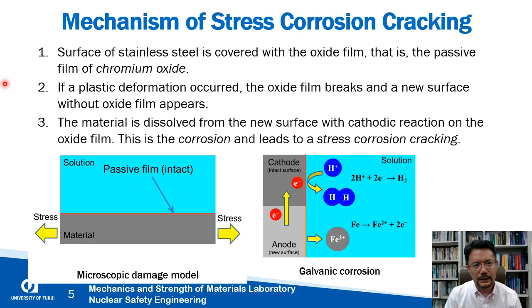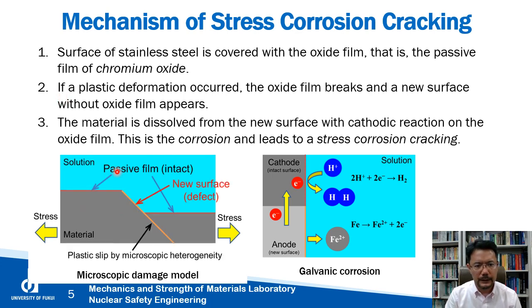Let me summarize the mechanism of SCC again. First, the surface of stainless steel is covered with an oxide film, that is the passive film of chromium oxide. This film is very strong and protects the material from corrosion. But if plastic deformation occurs like this, plastic slip occurs and the oxide film breaks. Then the new surface appears like this. And this new surface is not covered with the oxide film.